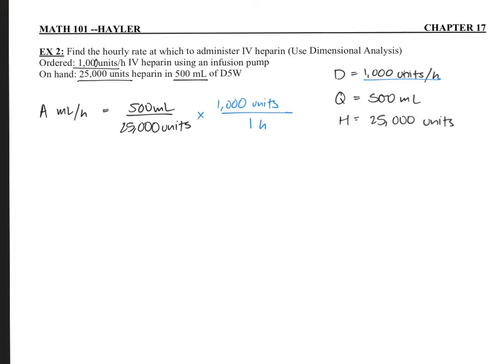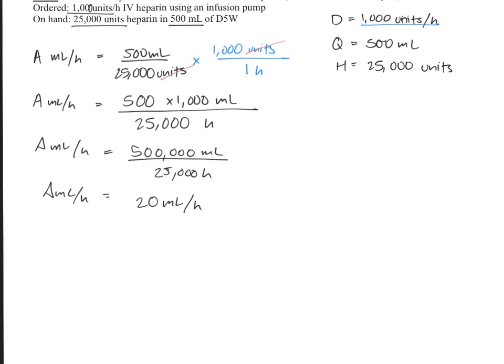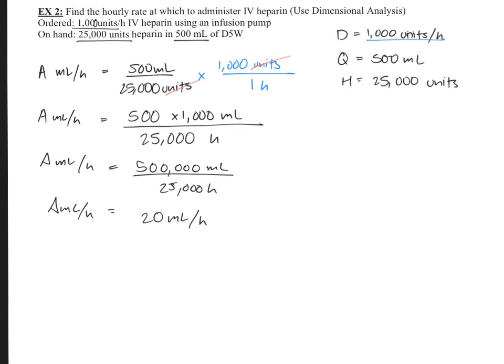Okay, let's see if we can cancel any of the units. Well, units cancels. And we're left with A milliliters per hour is going to equal 500 times 1,000 milliliters all over 25,000 hours. So A milliliters per hour is going to equal a really large number, 500,000 milliliters all over 25,000 hours, which we can simplify out to be 20 milliliters per hour. Okay, there we go. So the answer, the hourly rate, is going to be 20 milliliters per hour.